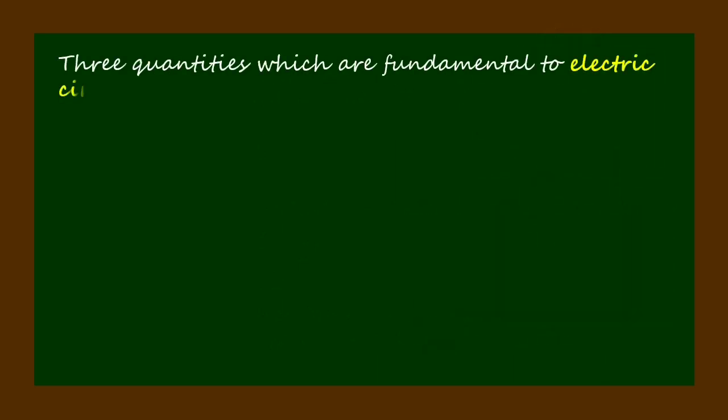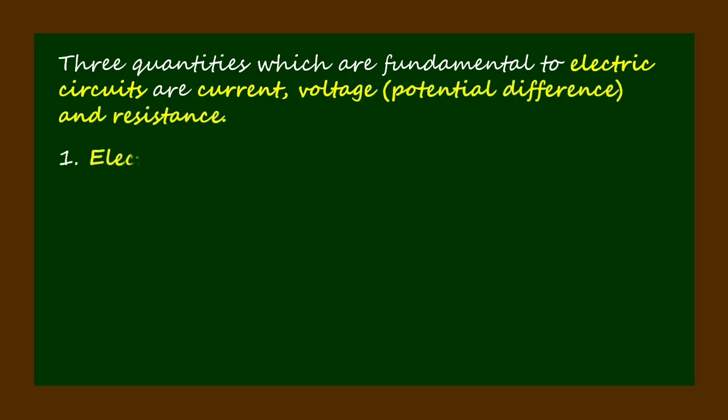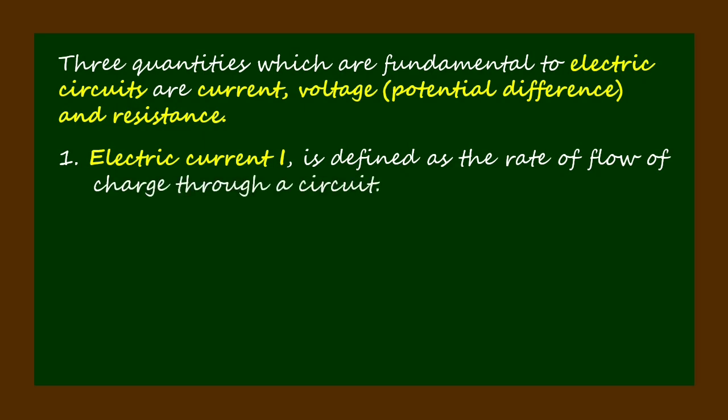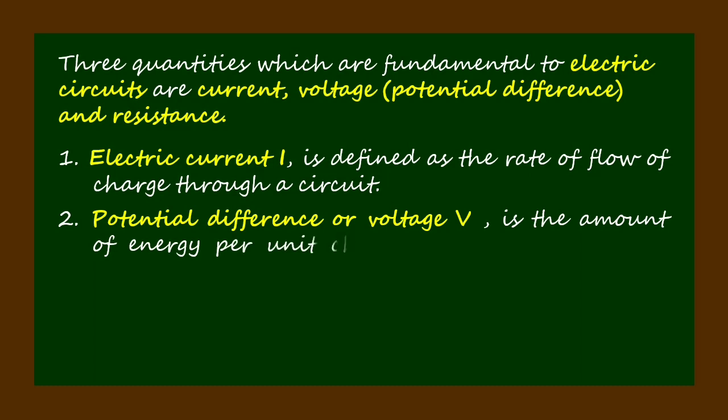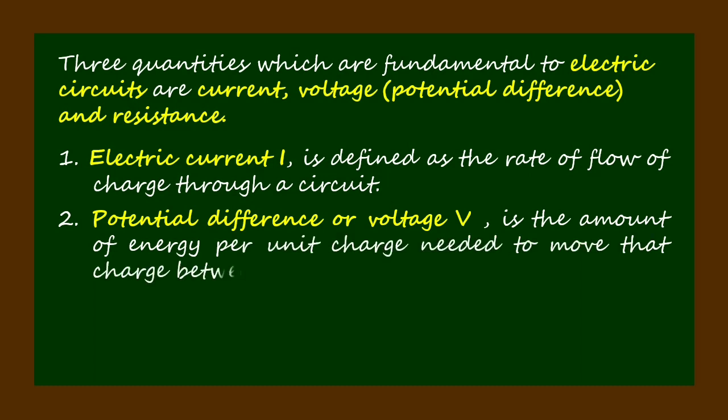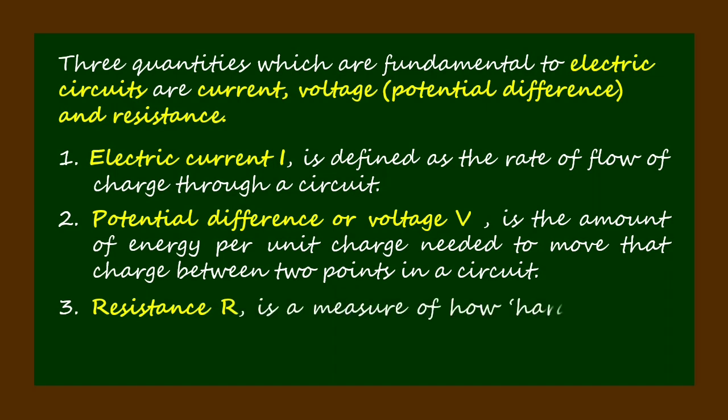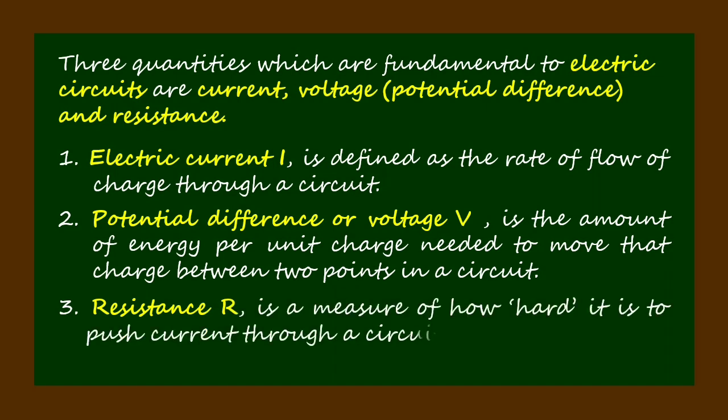Three quantities which are fundamental to electric circuits are current, voltage, also known as potential difference, and resistance. Electric current I is defined as the rate of flow of charge through a circuit. Potential difference or voltage V is the amount of energy per unit charge needed to move that charge between two points in a circuit. Resistance R is a measure of how hard it is to push current through a circuit element.